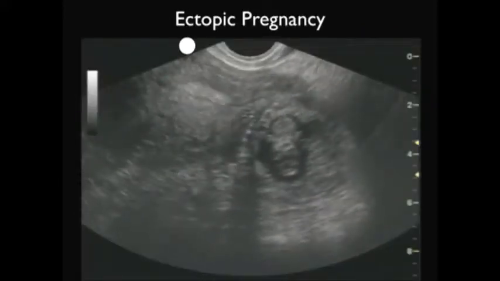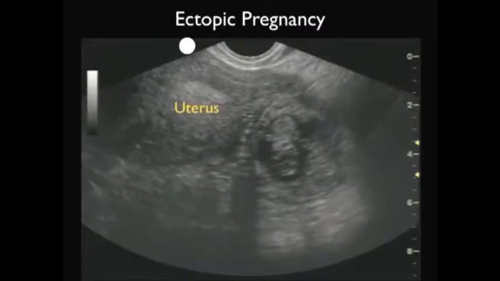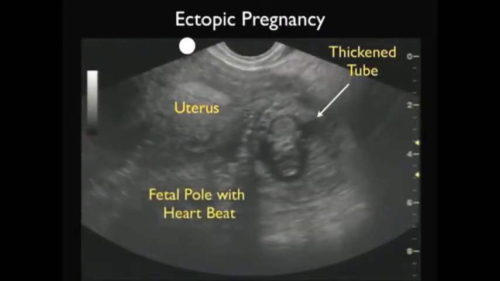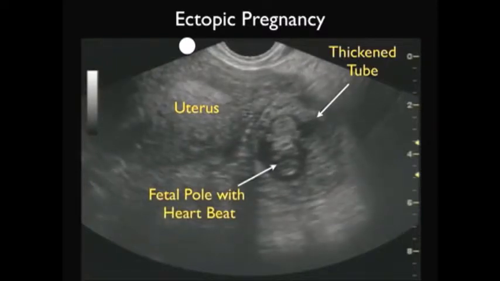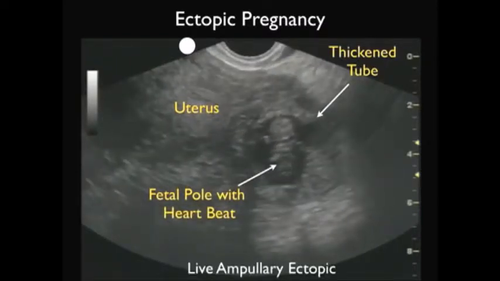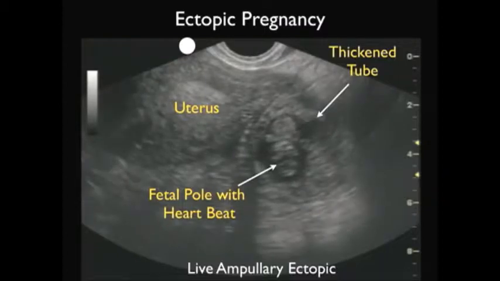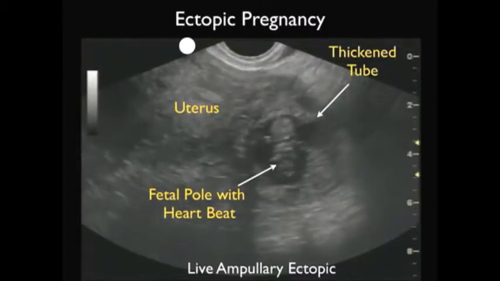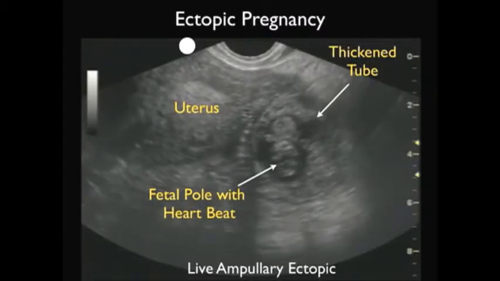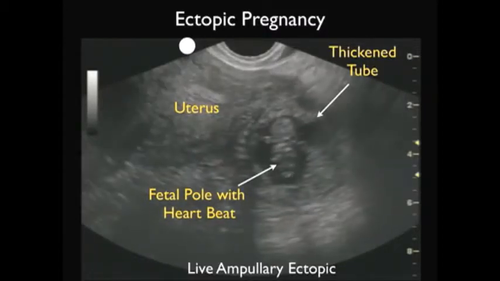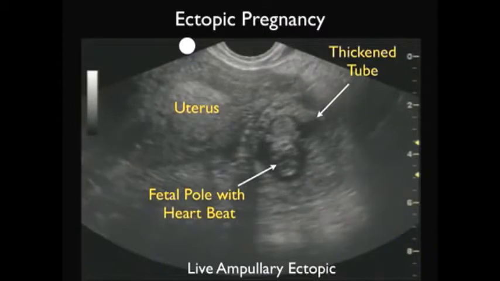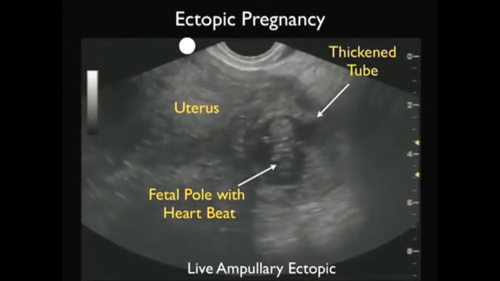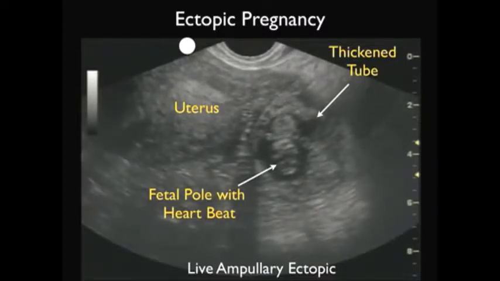Here's a definitive ectopic pregnancy in a patient who presented to the emergency department. What we see here is the uterus towards the left and midline, and out towards the right adnexa we can see a thickened fallopian tube, and inside it we can make out a fetal pole with a heartbeat, indicating a live ampullary ectopic pregnancy. Interestingly, as we measured the crown rump length of this ectopic, it turned out to be 8 weeks gestation. This is interesting as most ectopics in the tubes will rupture at about the 6-week mark.